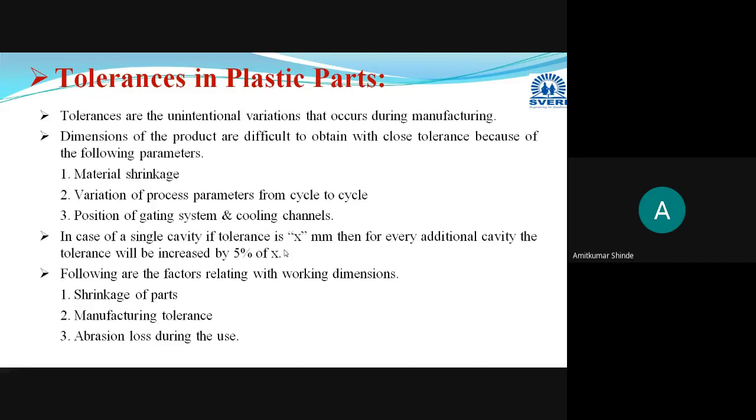For each cavity you have to add 5% of the initial tolerance. The initial tolerance is 1 millimeter. For one cavity, 1 tolerance you are providing. Then what will be the tolerance for 10 cavities? These types of numerical questions may be there. Your answer will be, for each additional cavity, the tolerance will be increased by 5%. 1 is your initial, and for 10 cavities, 5% for each, and your final tolerance will be 1.5 millimeter.